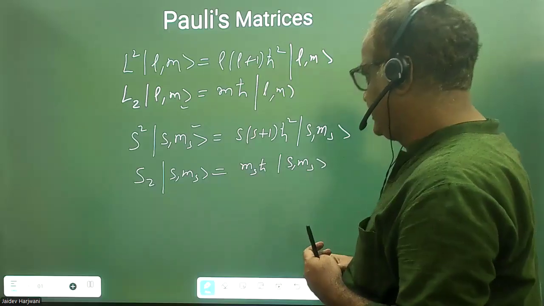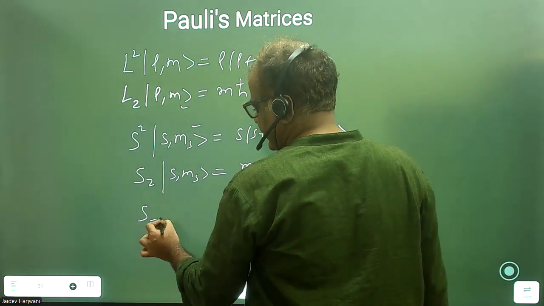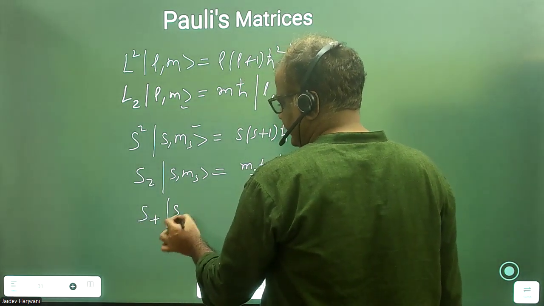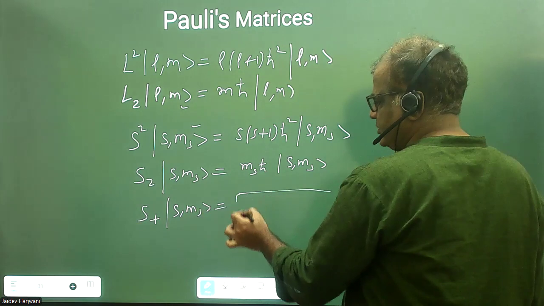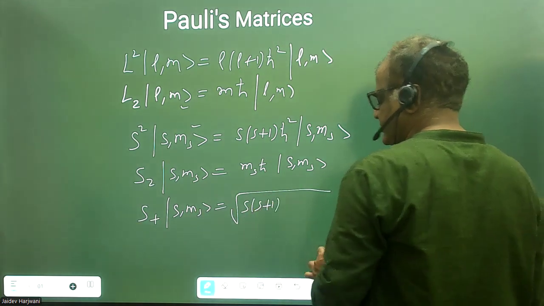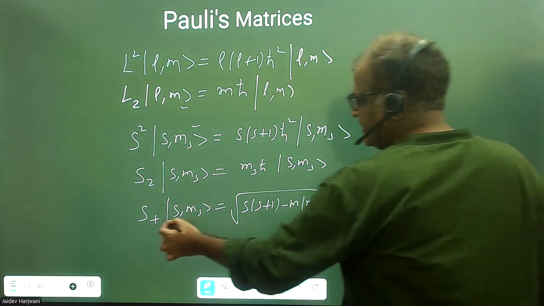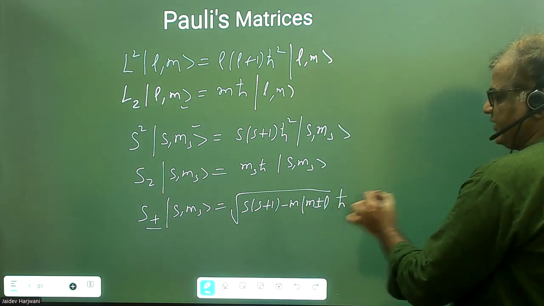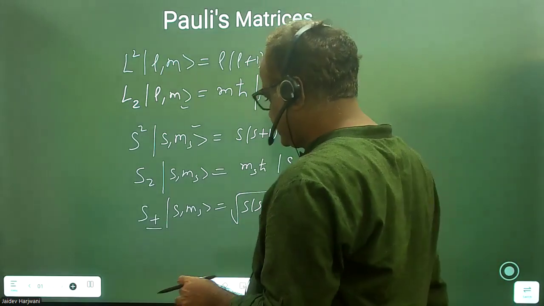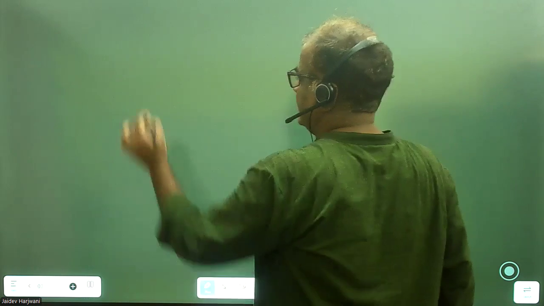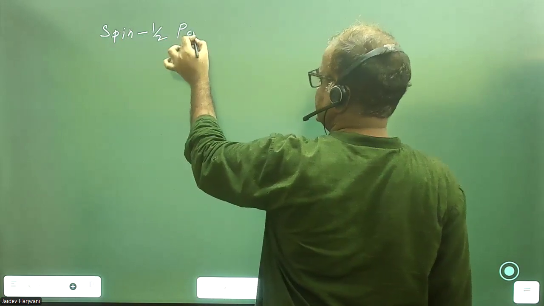So now we have seen S square and Sz. Now let me write for S plus also. What is S plus? When S plus operates, same like L plus, this will give you the square root of s(s+1) minus m(m plus minus 1), if you write plus minus here, and then you have ħ. So now I'm going to use this expression. Now let us discuss first spin half particles.